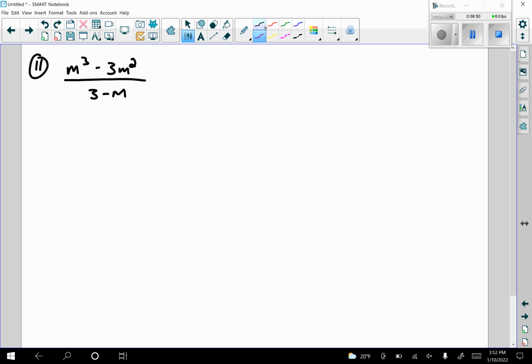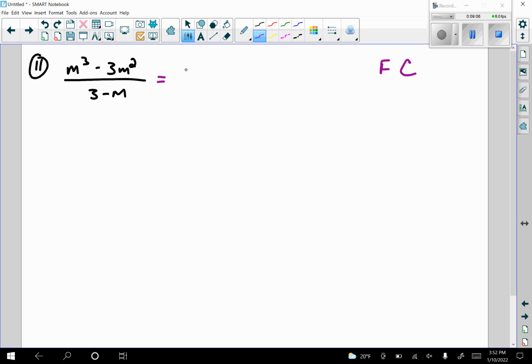Now, if you take a look at 11, it does look different than all the others, right? We're not adding or subtracting two fractions. In fact, this is an older type problem. This is just a single fraction. All we have to do is factor and then cross out. We're not going to state restrictions.